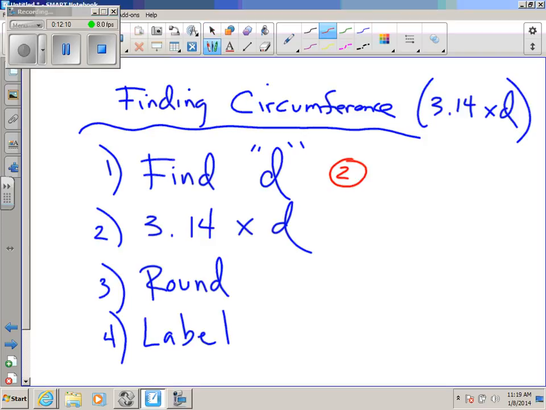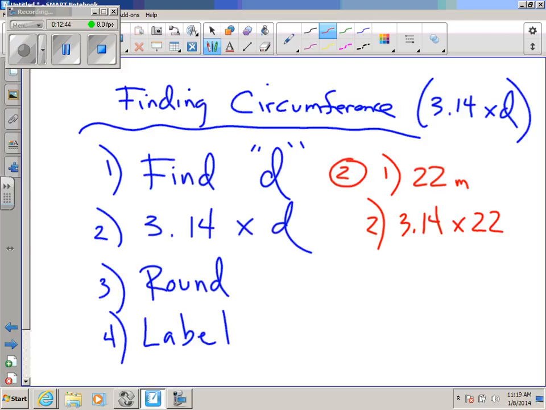So let's take a look at number 2. We're on 4-9. Step 1 is to find D. So for number 2 on 4-9, what is D? Eli? 22. Very good. 22 meters. Good. Step 2 is I'm going to take that 3.14 and I'm going to multiply it to the 22.